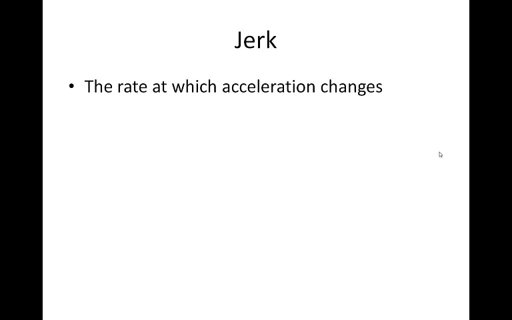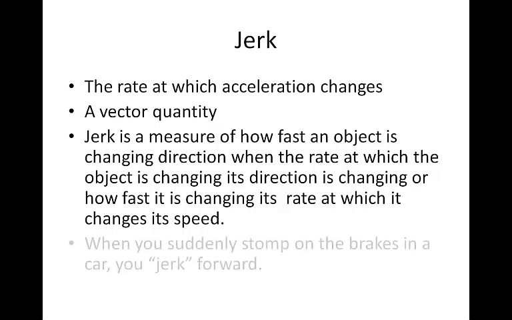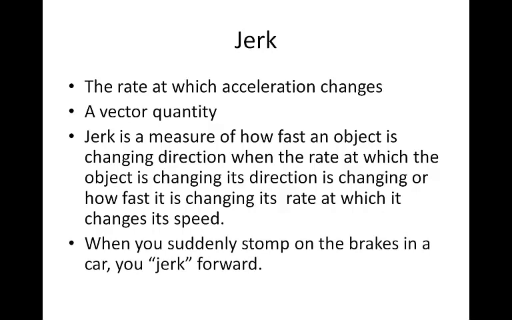Now the last term that we use is jerk, and jerk is the rate at which acceleration changes. It's a vector quantity, and jerk is a measure of how fast an object is changing its acceleration. Okay? So in other words, how fast it is changing its rate, how fast it's increasing and decreasing its speed is a good way of describing it. Now, the way you want to think about this is when you suddenly stomp on the brakes in a car, you jerk forwards.